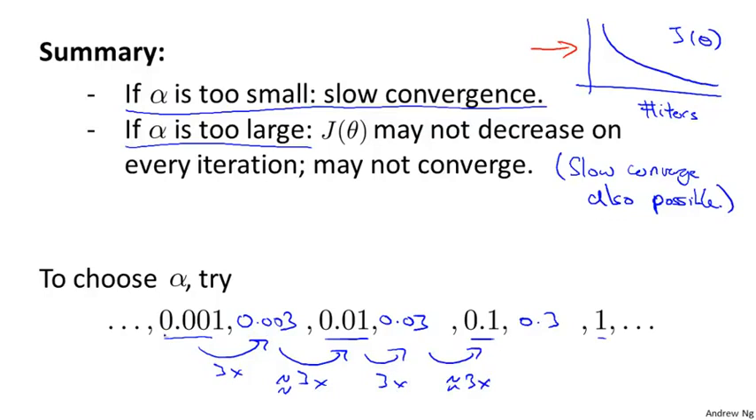So what I'll do is try a range of values until I've made sure that I found one value that's too small and one value that's too large, and then I try to pick the largest possible value, or just something slightly smaller than the largest reasonable value that I found. When I do that, usually this gives me a good learning rate for my problem. And if you do this too, hopefully you'll be able to choose a good learning rate for your implementation of gradient descent.